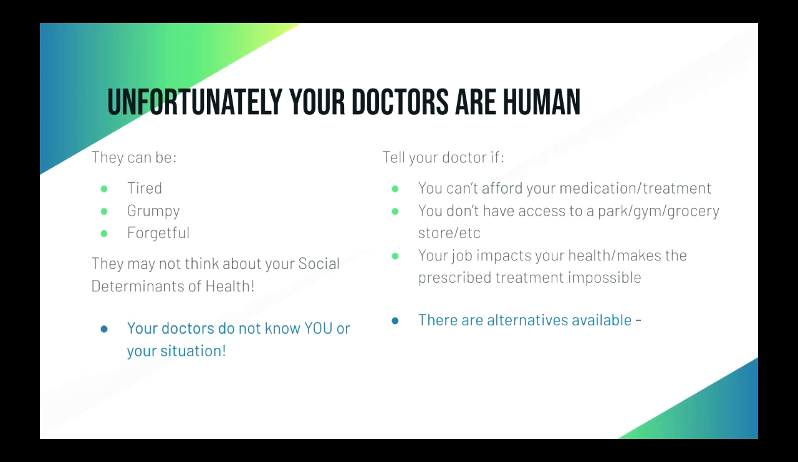Or maybe they say to exercise, but you don't have access to a park or a gym. Or they say, eat healthy, and you live in a food desert and don't have access to a grocery store. Or maybe they prescribe you a treatment, but your job impacts your health and makes that treatment impossible. There are alternatives available. If you talk to your doctor, they can find you a more affordable medication. Or there are programs that can drop you to and from grocery stores so you can get fresh produce. Or they can adjust the treatments so it works with your job.